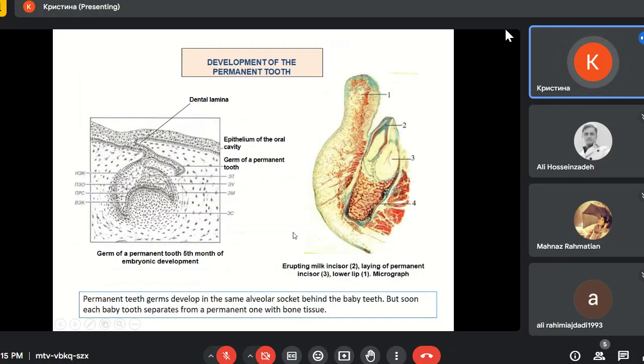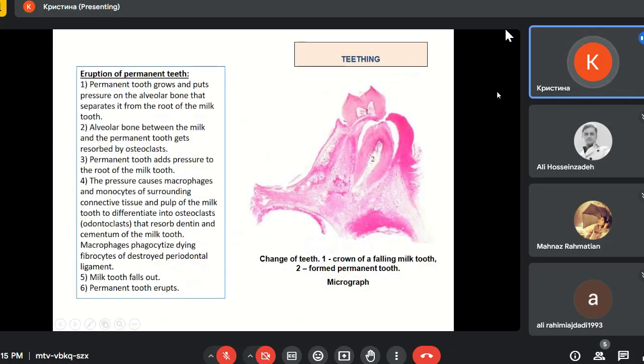So how the permanent tooth is developing? It starts to develop from the same dental lamina closely to the developing germ of the milk tooth in the same socket. So in this picture you can see the lip of the baby, its falling away milk tooth and the growing permanent tooth. So when the permanent tooth is erupted, what happens?